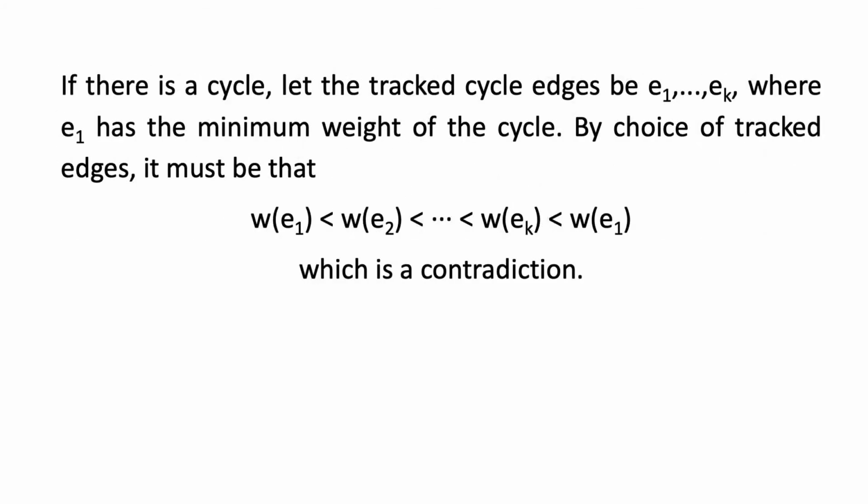If there is a cycle, let the tracked cycle edges be E1, E2, and so on up to Ek, where E1 has the minimum weight of the cycle. By choice of tracked edges, it must be that the weight of E1 is less than the weight of E2, and so on, such that the weight of Ek is less than the weight of E1, which is a contradiction.